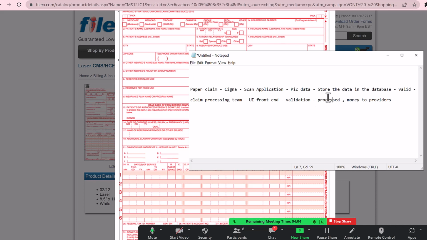Once it is processed, then it goes to a finance team or a different team, where they will be sending the money to the providers. Okay, this is the data flow.